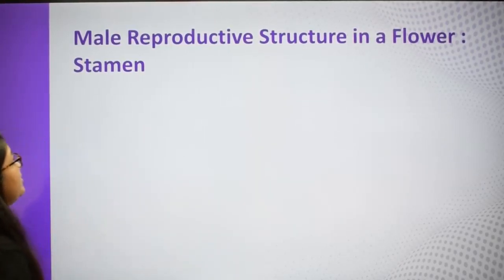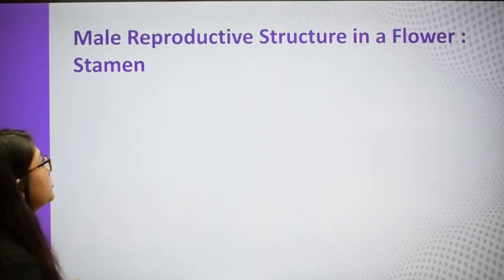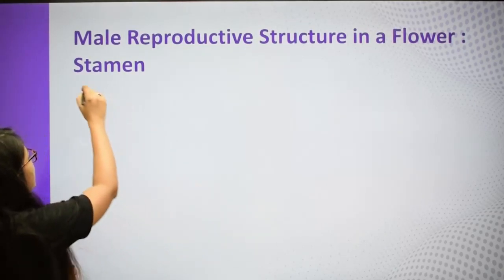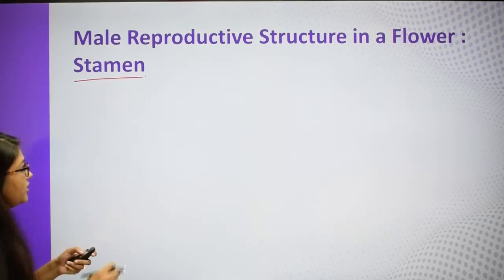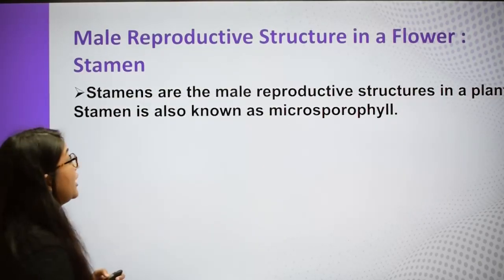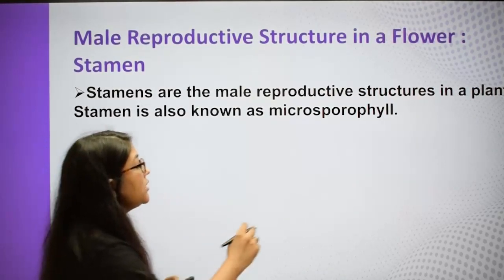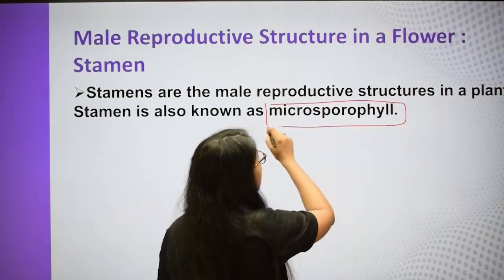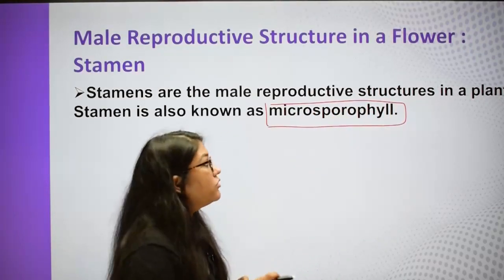Okay, so next we'll be talking about the male reproductive structure in the flower. We already know what the male reproductive structure is, right? Stamen. So we'll be talking about the stamen now. Stamens are the male reproductive structures, and stamen is also called microsporophyll. What is the meaning of microsporophyll?